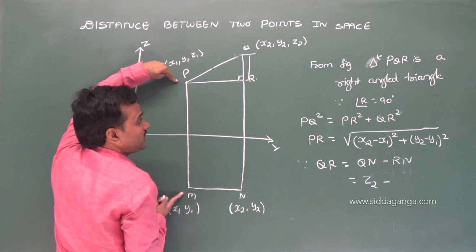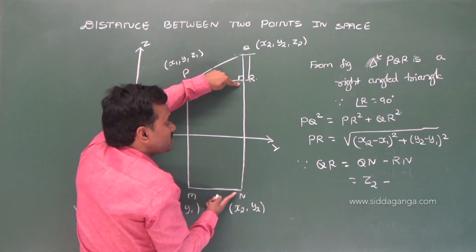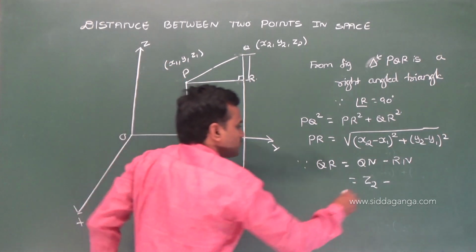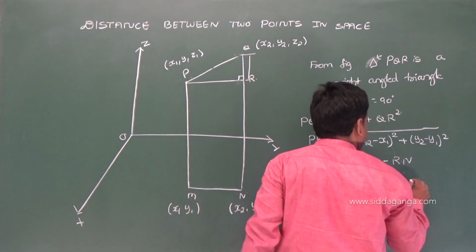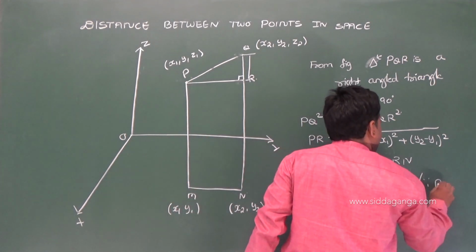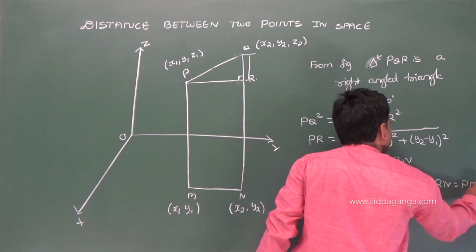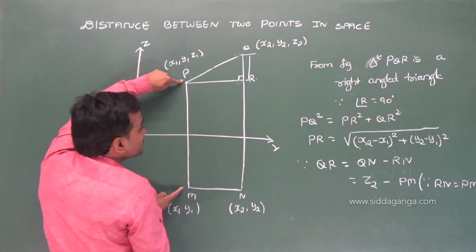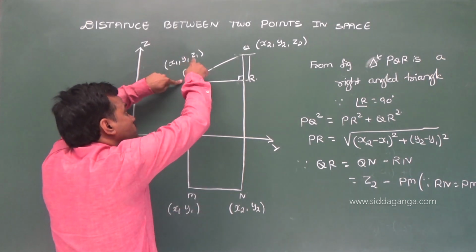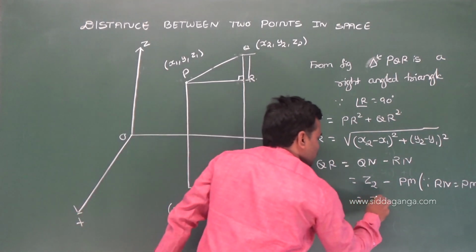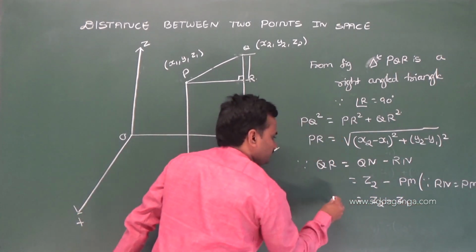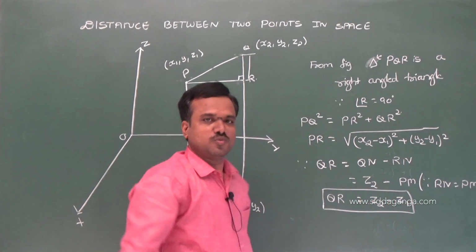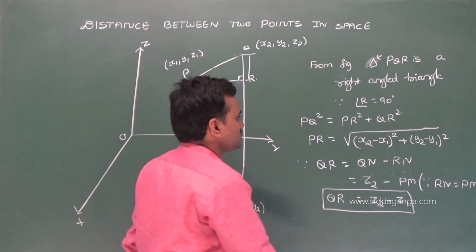Observe the diagram carefully. The distance from R to N is the same as the distance from P to M. Since RN is equal to PM, why have I written PM? PM is nothing but the coordinate Z1. So that is nothing but Z2 minus Z1. So QR is equal to Z2 minus Z1. Substitute here.